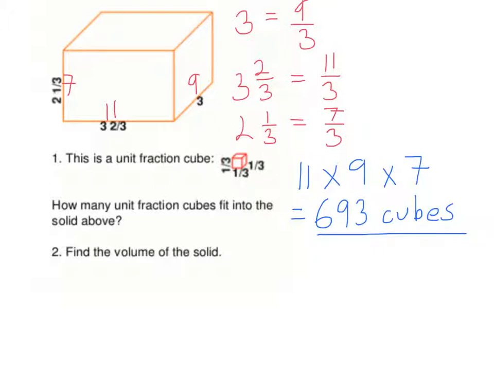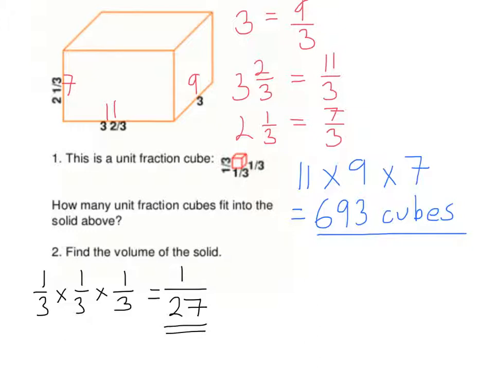Now to answer the second question, which is find the volume of the solid, the first thing we need to do is to figure out what the volume of one of our unit fraction cubes is. And it's 1/3 by 1/3 by 1/3. So all we have to do is we simply find out what the volume of one of the unit fraction cubes is by multiplying our length by our width by our height, which is going to give us 1/27.